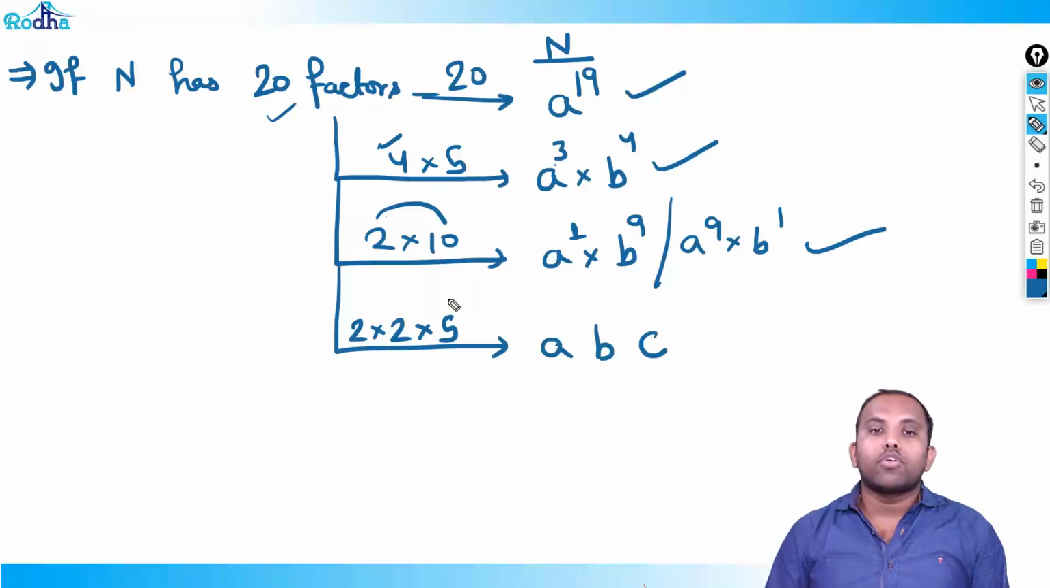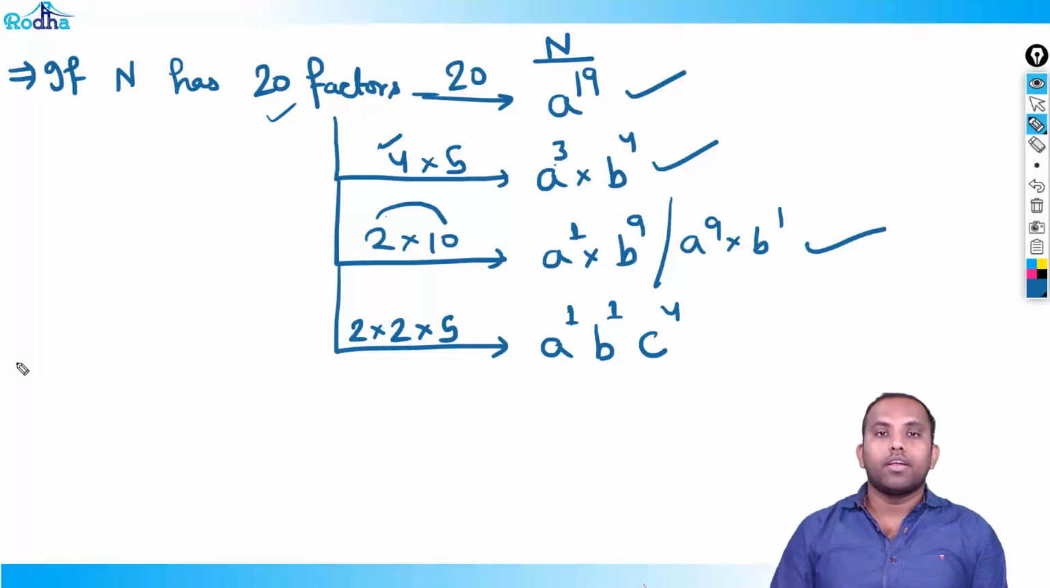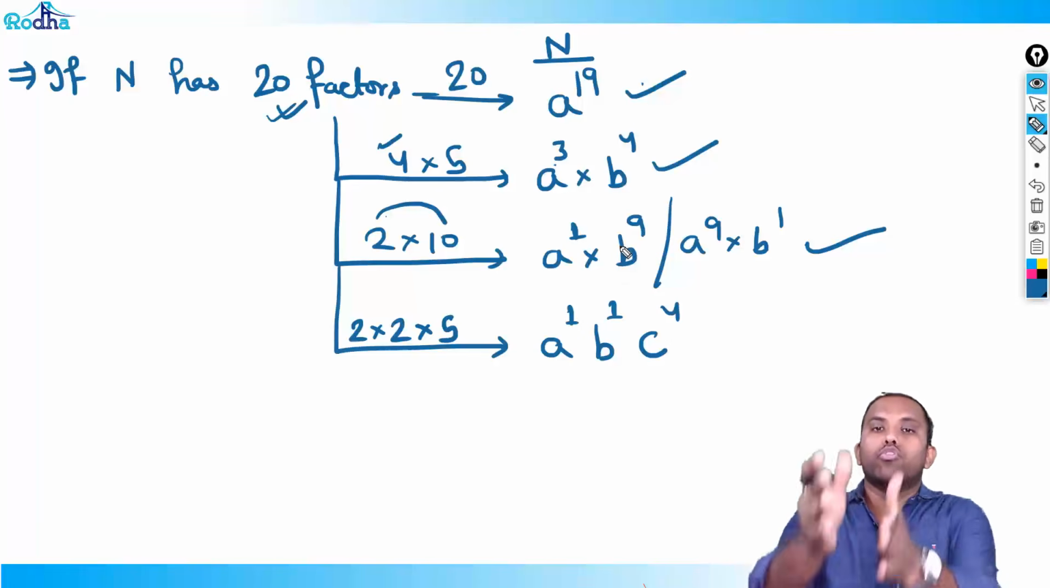A has got factor 2, so power 1. B has got factor 2, so power 1. C has got factor 5, so power 4. Correct. So these are all the possibilities. If n has 20 factors: A raised to 19, A cube into B^4, A^9 into B^1, and A^1 into B^1 into C^4. If n has 20 factors, n can be of these 4 forms.